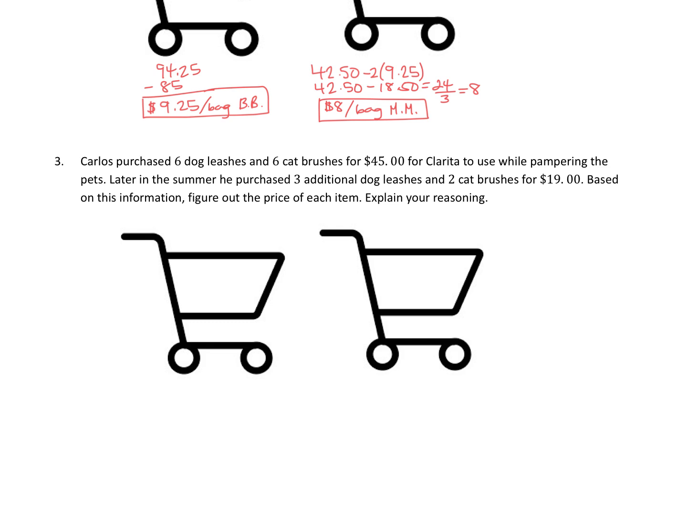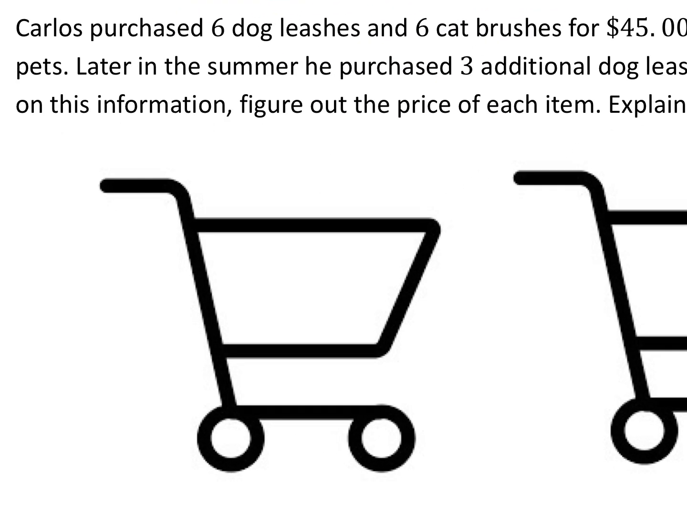And let's add in our information. So he bought 6 dog leashes and 6 cat brushes for $45. So let's put that in our first shopping cart. So 6 of each for $45. 1, 2, 3, 4, 5, 6 leashes and 6 cat brushes. So I'm just going to use L and B for each item. So brushes, 6 of them. 2, 3, 4, 5, 6. Okay, so that's his first purchase.